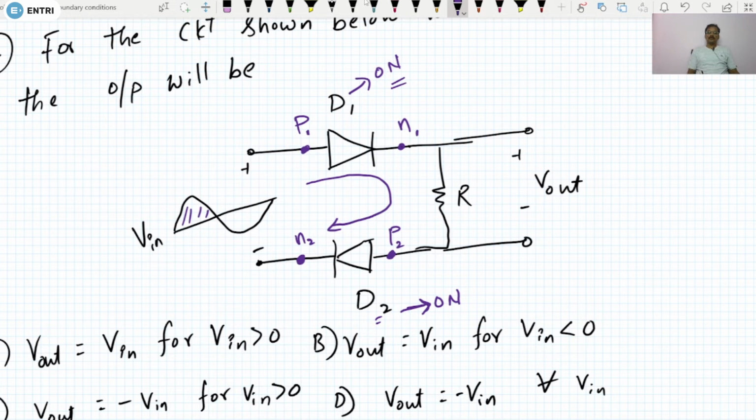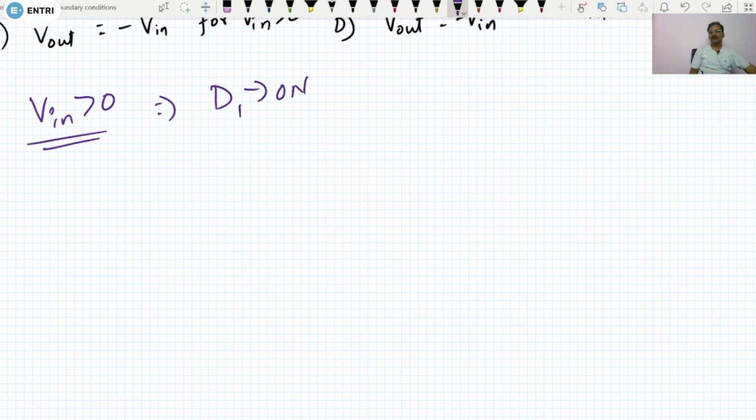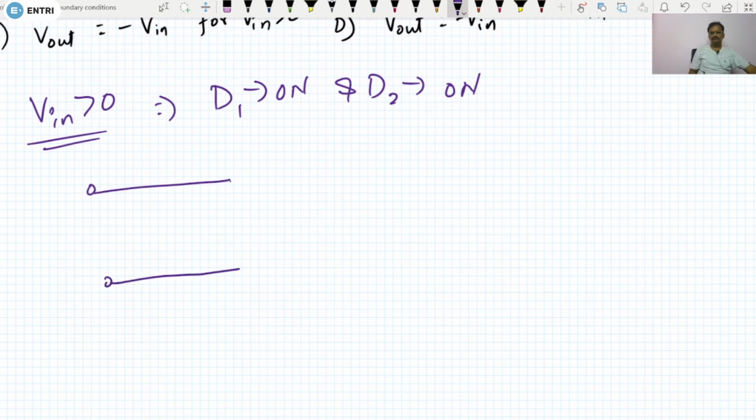And during positive half cycle, this P1 is going to be at higher potential when compared to N1. So this diode D1 will also go to on state, right? So whenever during positive half cycle both diodes D1 and D2 will go to on state, so for V in greater than 0, D1 will go to on state and D2 also goes to on state, and the circuit will look in this manner.